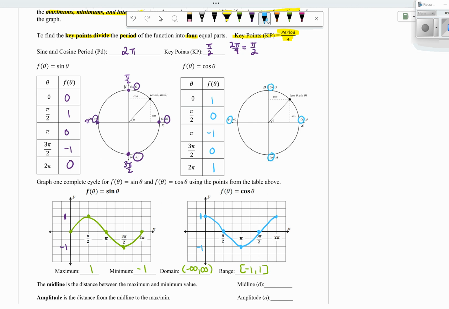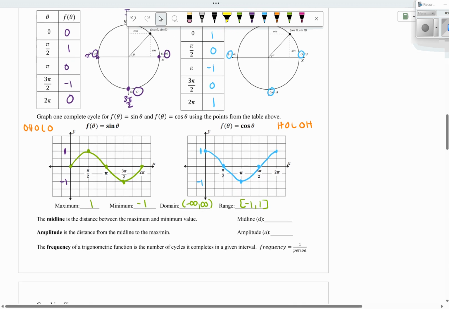Another way to help you remember this: for sine, we hit the origin or the midline, then go high, origin, low, origin. And for cosine, we started off at the highest point or the maximum, then origin, low, origin, high. So that's what our graphs for sine and cosine look like. Hopefully you remember those from last year.